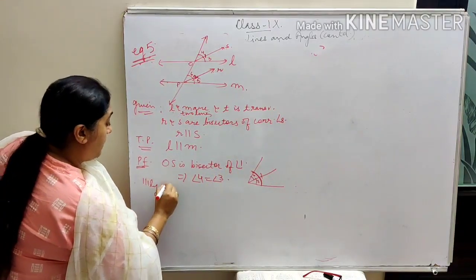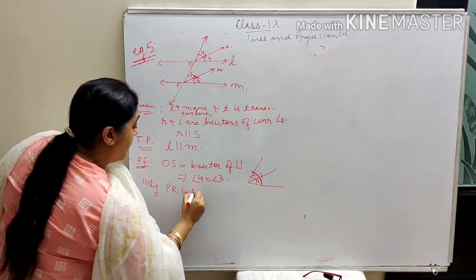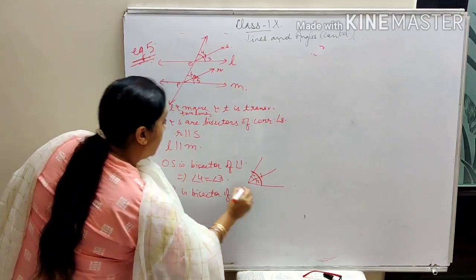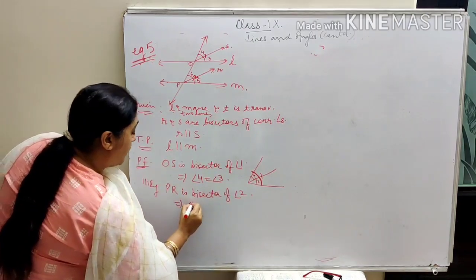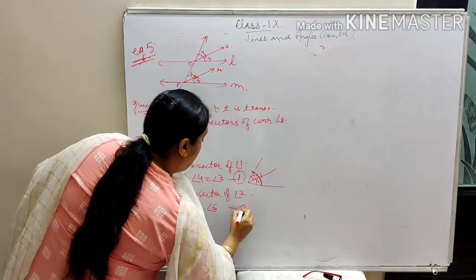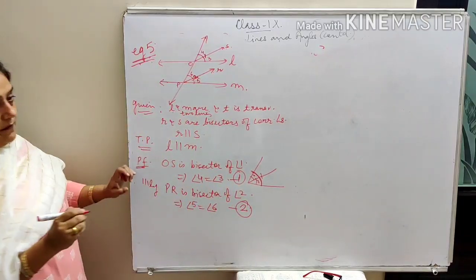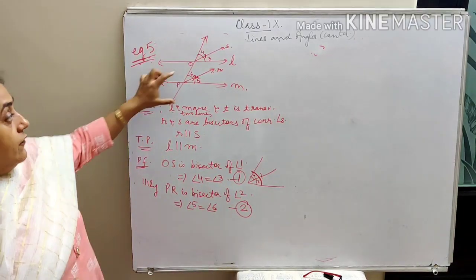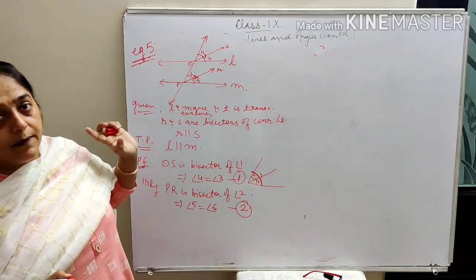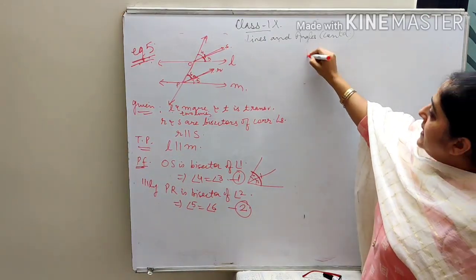Similarly, PR is bisector of angle 2. This implies 5 is equal to 6. Let it be 1. Let it be 2. अभी तो सिर्फ हम bisector की बात कर रहे हैं. We are not talking about the parallel lines. अभी हम parallel lines के concept पे आएंगे. Now we talk about the second part.